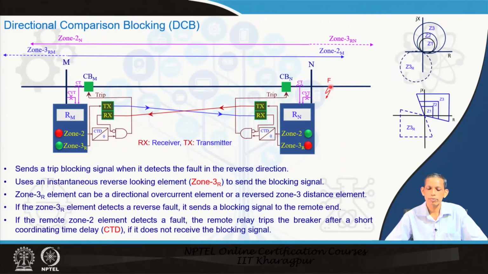But with DCB, the advantage we can exploit is that for any external fault, the corresponding relay should not trip. This relay trips with a coordination time delay if no signal is received from the remote end. If you see the characteristic in the diagram, this is about the reverse zone 3 area, and in the quadrilateral also this is the reverse zone 3 R area, as you can understand from this plot.